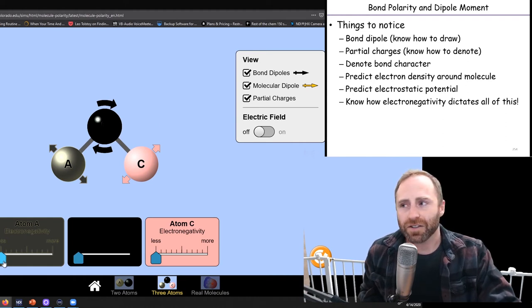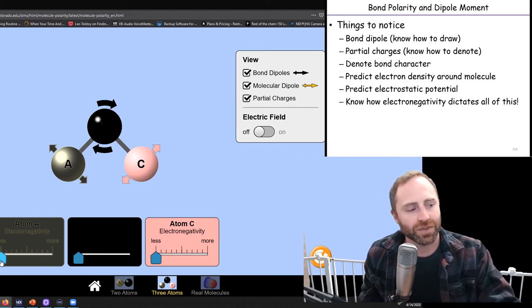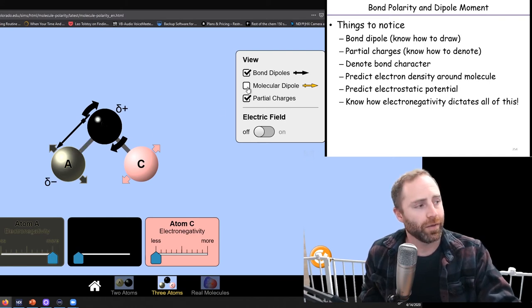Let's change the electronegativity of atom A to be way bigger than atom B or atom C. So if we do that, I'm going to turn the molecular dipole moment off here for a second. We end up with something like we saw on the previous two atom simulation. A, partial negative, B, partial positive dipole moment. And we draw out our arrow. But because there's no difference in electronegativity between B and C, we don't have any kind of arrow.